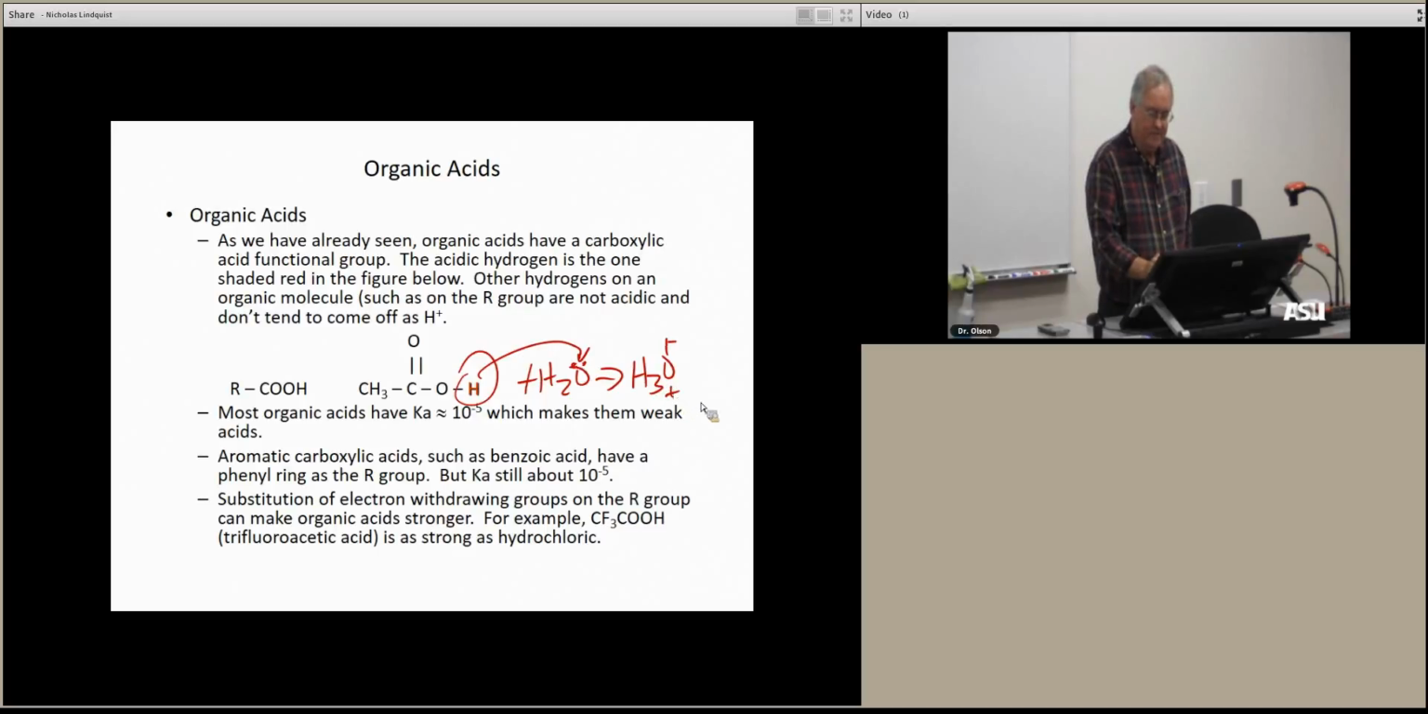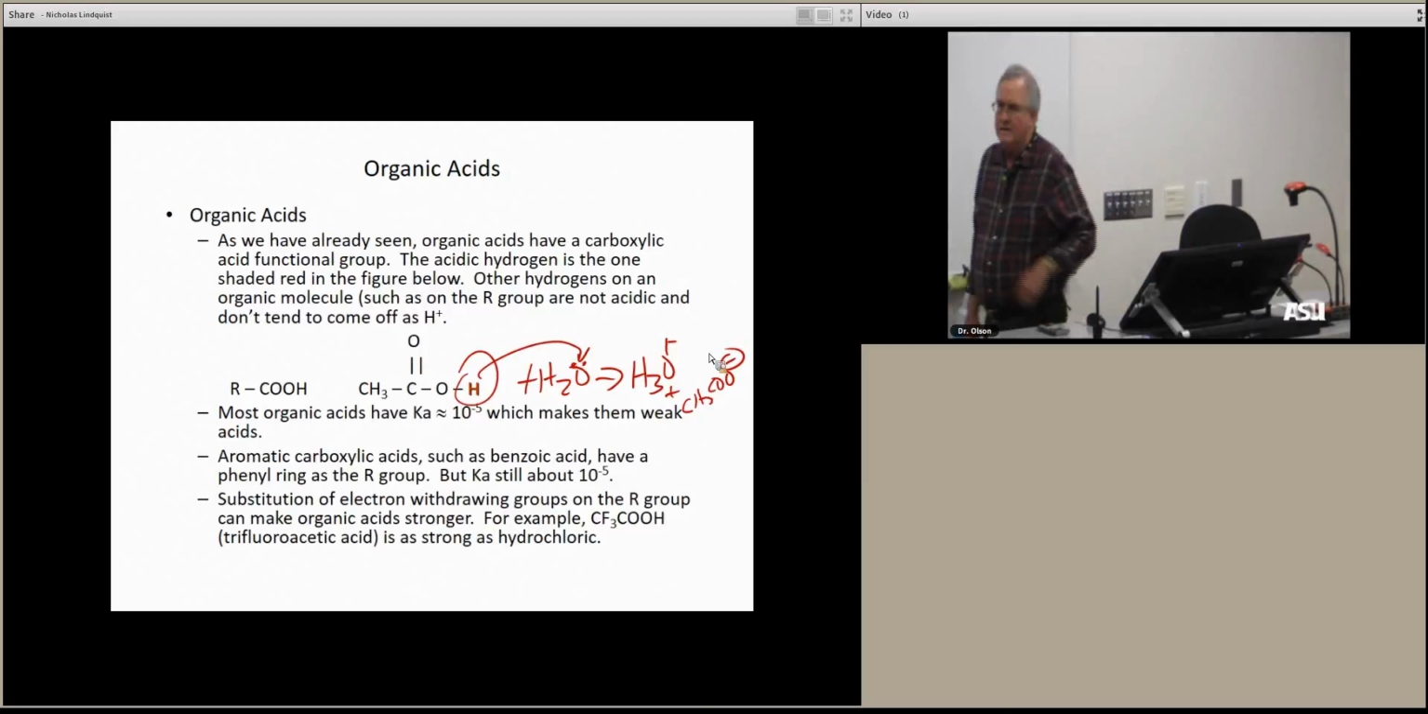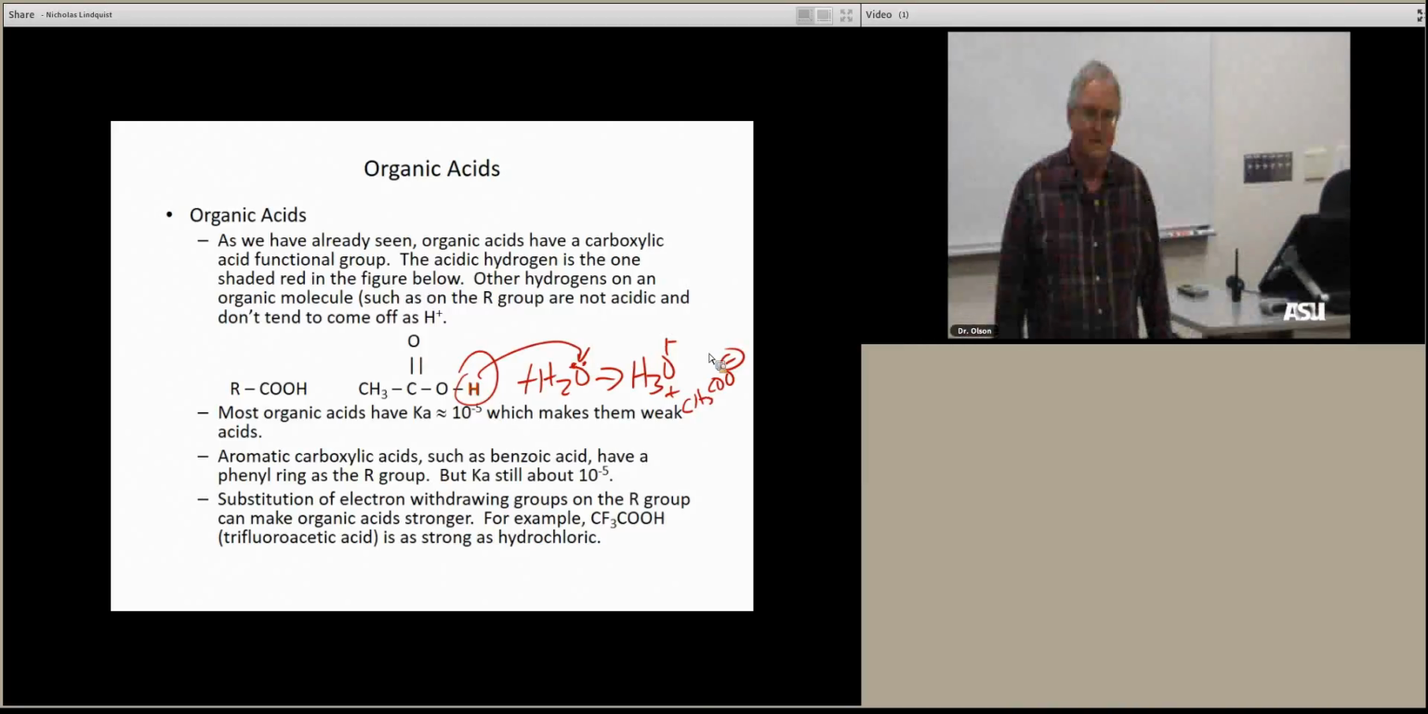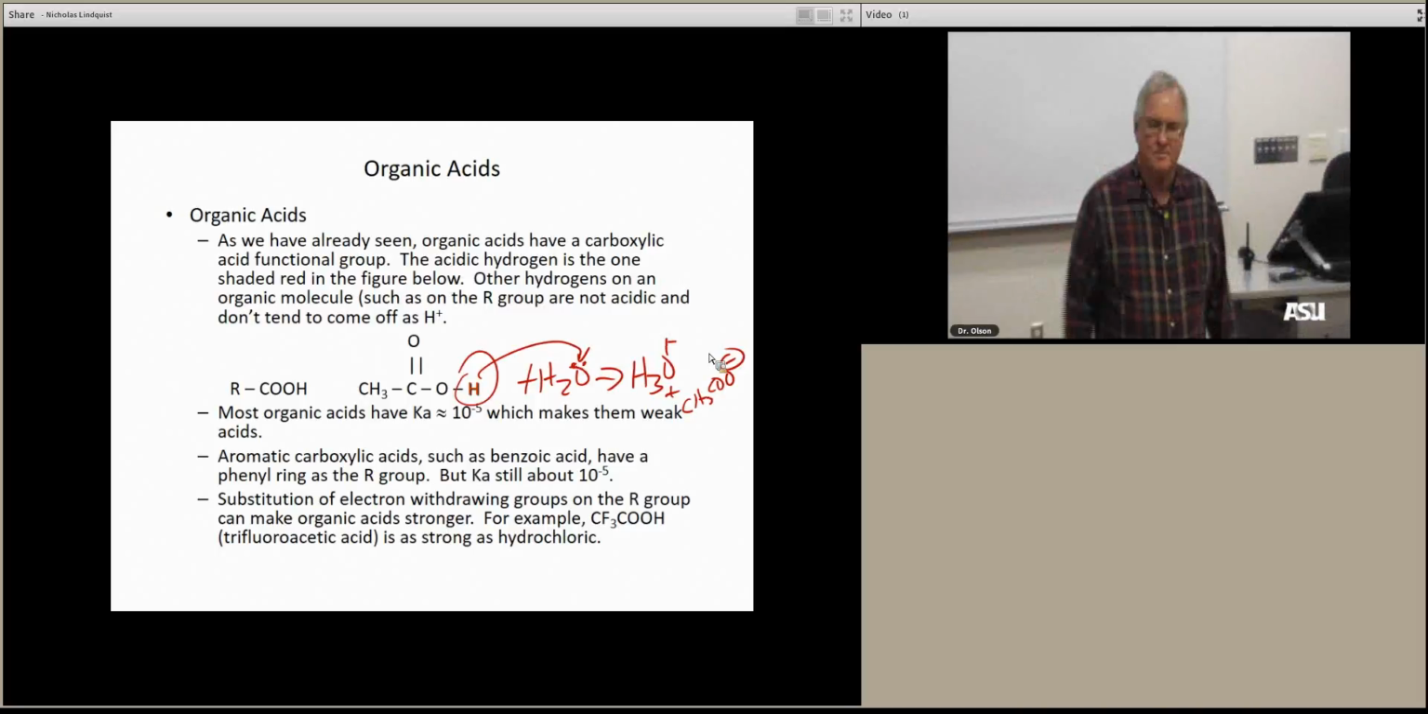And then I get the acetate ion, which is the CH3COO- ion. That's the acetate ion. Or in our equations, we just called that X minus, whatever X happens to be. In this case, it happens to be acetate.